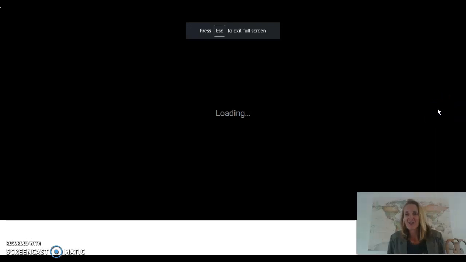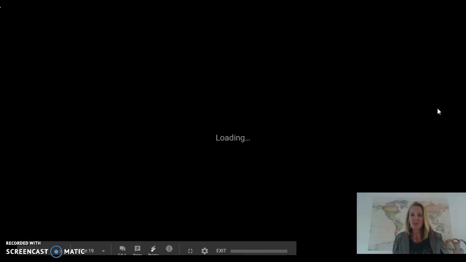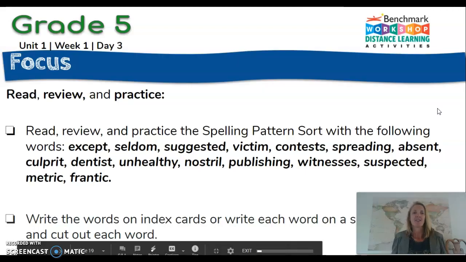All right, fifth graders, we're moving on to the second part of our day, which is phonics. All right, and our goal today is to work with a list of words. Remember, we're practicing sounding out multi-syllable words, and we're also focusing in on short vowel sounds.